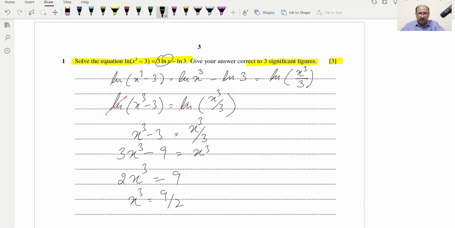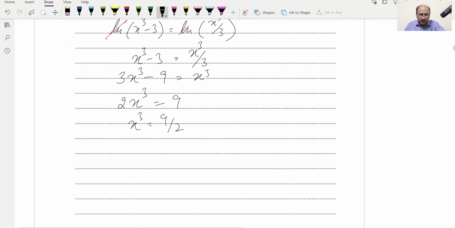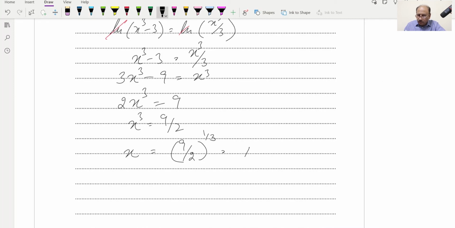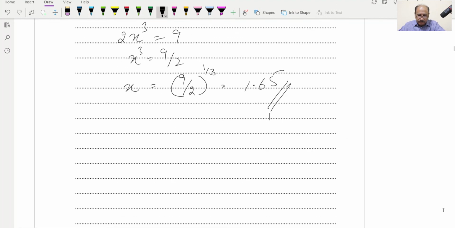Similarly we can remove the power 3 by taking x cubed raised to 1 by 3, so it will be equal to x, raised to the power 1 by 3, and this value we can check with the help of calculator. So 9 over 2 raised to the power 1 over 3 is equal to 1.65. This will be the final answer for this part.